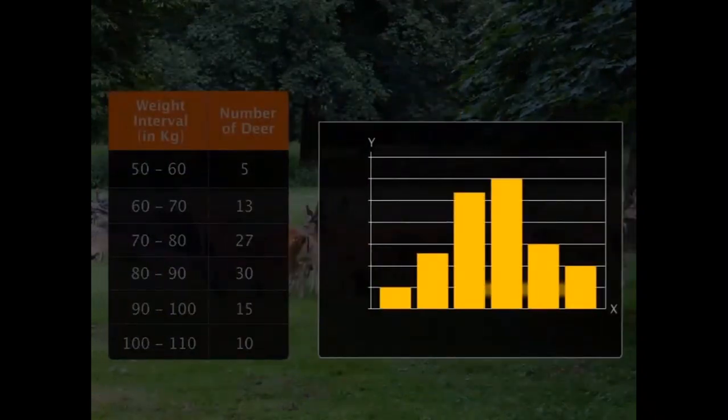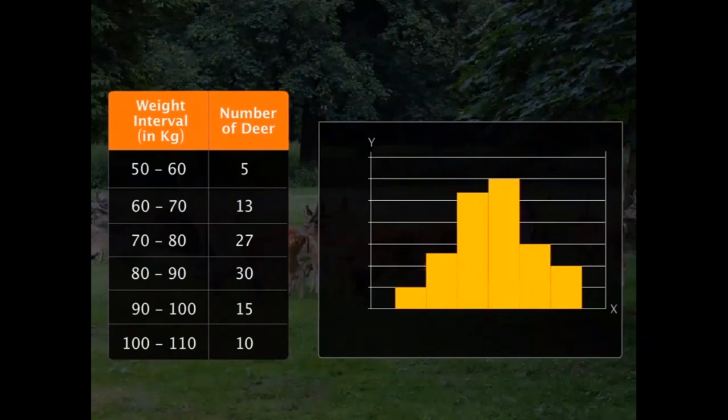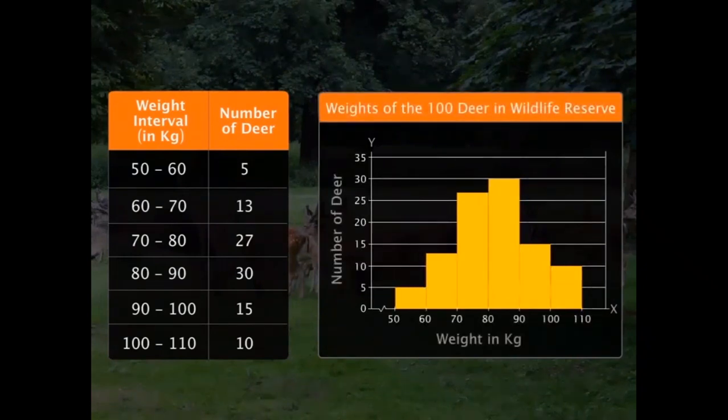A bar graph is generally used to represent ungrouped and discrete data. The best way to represent this continuous data is by drawing adjacent bars corresponding to each weight interval. Such graphs are called histograms. Let's learn how to read and draw a histogram.